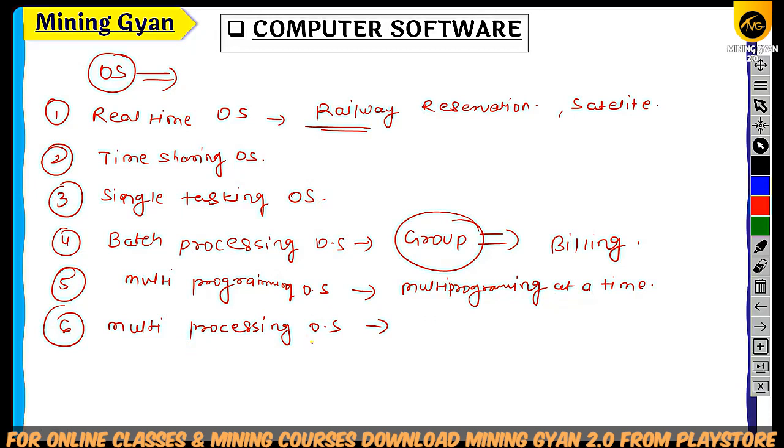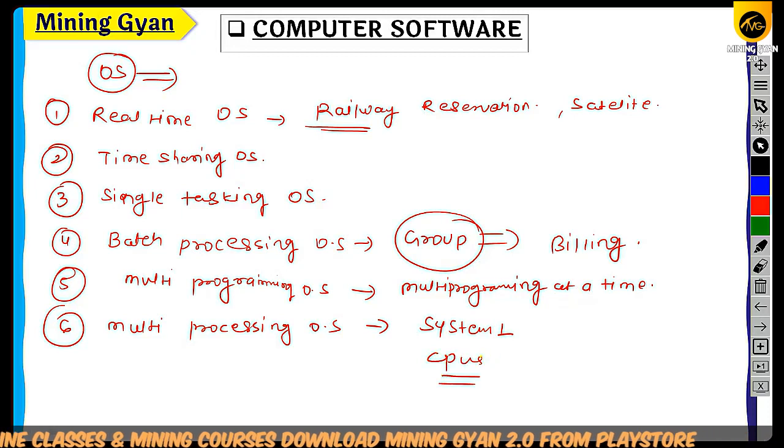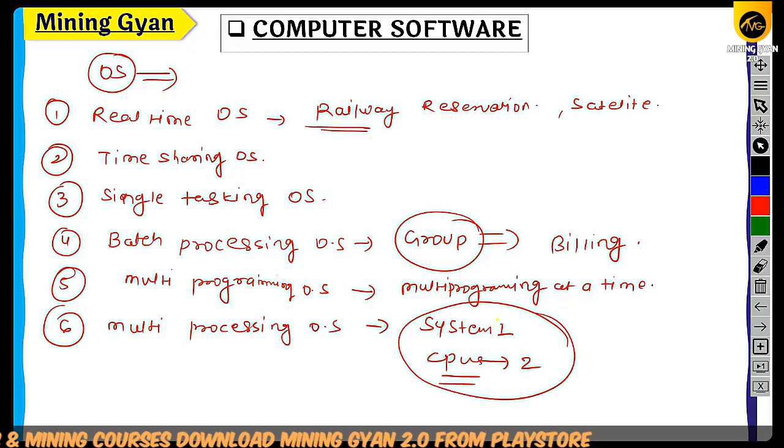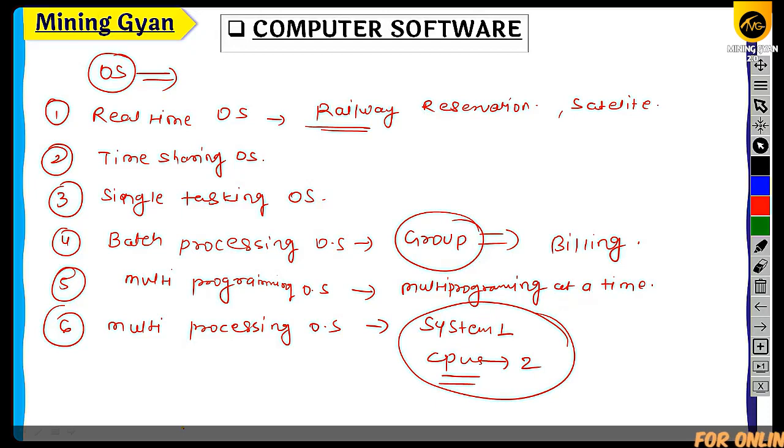Okay, so the multi-processing operating system is where the system is one and the CPU is two. Okay, so two or more than two CPUs work in the one system, that belongs to the multi-processing operating systems. System is one, but the CPUs used in that system are two or more than two. That will be the multi-processing operating system.